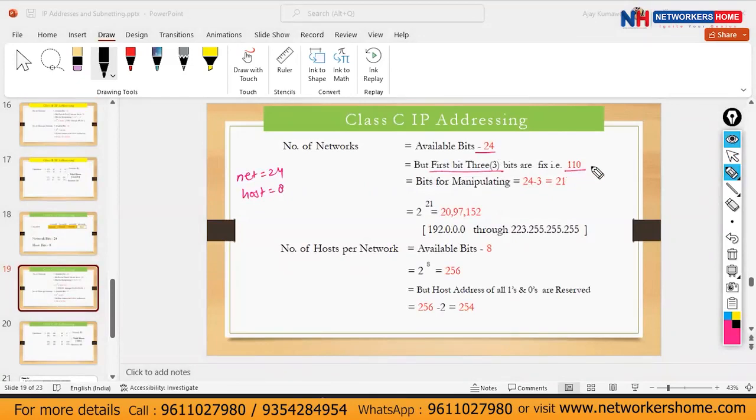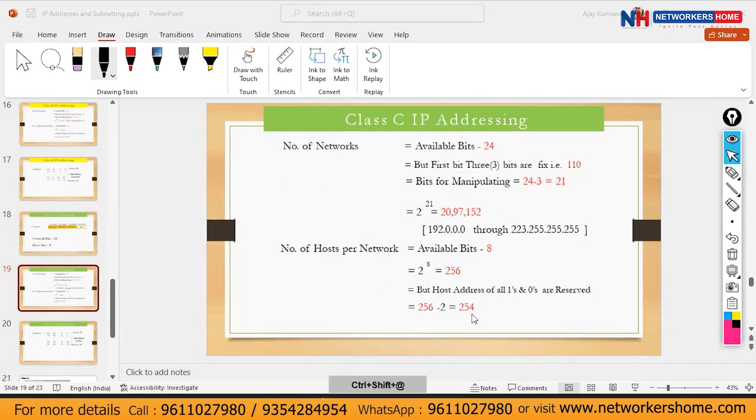When we were calculating the first octet range for class A, B, C, D, and E, that time we did the reservations, right? So 3 bits were reserved. So if you reduce 3 bits, a total of 21 bits are left. So you can say the number of networks is 2 raised to power 21. And the number of hosts per network: we are having only 8 bits, so 2 raised to power 8 will be the number of hosts in one network. And again, we have to reduce 2 because the first IP and the last IP we cannot assign. So the usable addresses will be 2 raised to power 8 minus 2, that is 254.